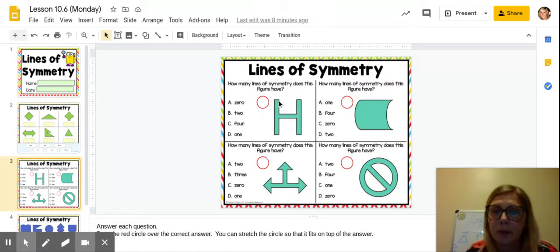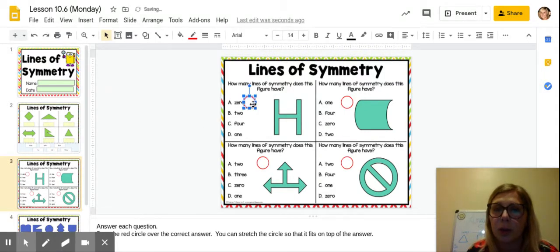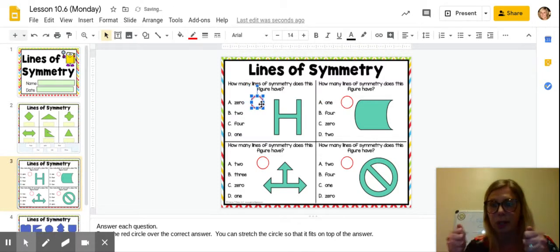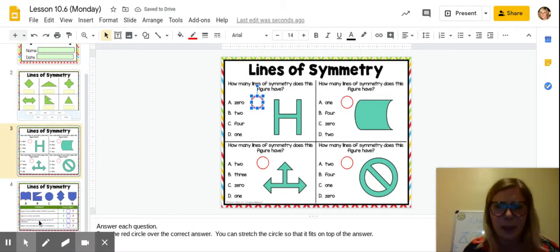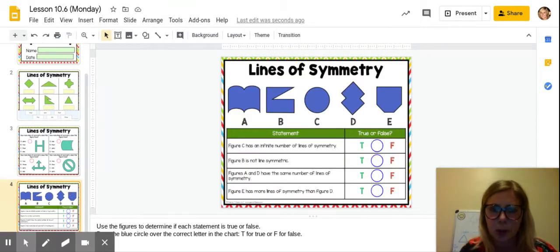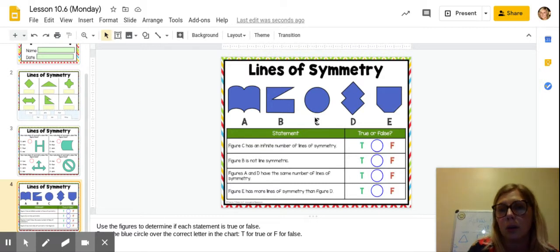This one, you're going to figure out how many lines of symmetry, and then you're going to move the circle over it, whatever one you think it is. And remember, you could stretch out that circle. That's fine as well. And then the last one is a true false. So figure C has an infinite, meaning goes on forever and ever, number of lines of symmetry. So you would look at figure C. What do you think? Figure B is not line symmetric, so it does not have any lines of symmetry.